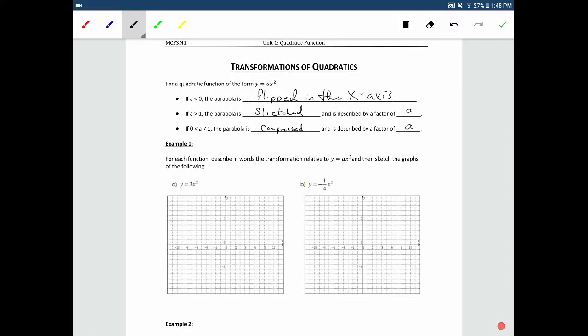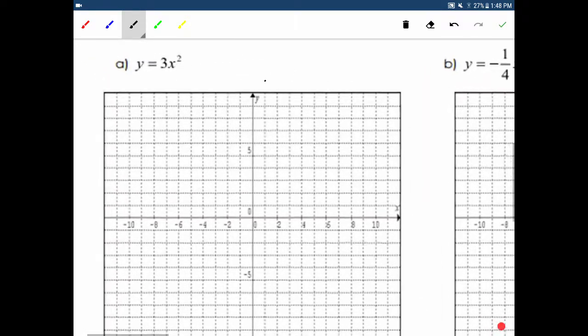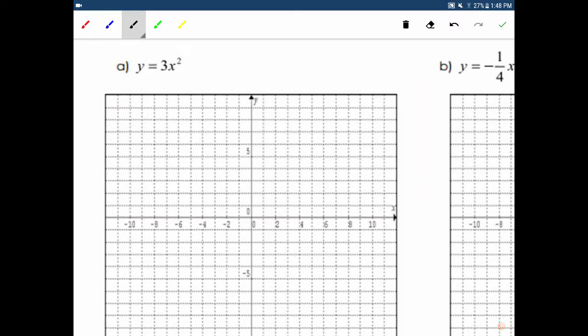So for example, we're going to look at these first two here, and we're just going to sketch the graph. First of all, this one here, we've got a positive 3 in front. So we can say that this is stretched by 3. That's all we say. So to begin with, I'm just going to do this lightly. I'm going to use the yellow. We would take our normal parabola here, and you only have to plot a couple points, but let's say it looks like that.